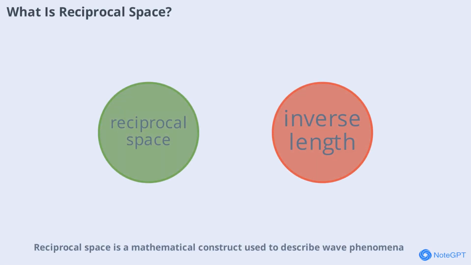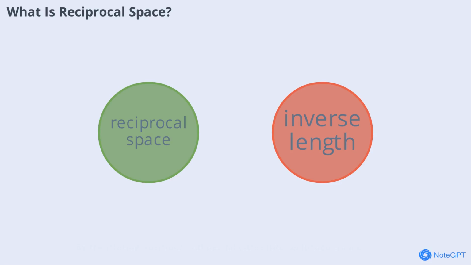Reciprocal space is a mathematical construct used to describe wave phenomena, especially in periodic structures like crystals. Instead of focusing on real space, where we measure distances in meters or angstroms, reciprocal space uses units of inverse length. This shift allows us to analyze patterns and symmetries that are otherwise hidden in real space. By translating positions and periodicities into reciprocal space, scientists can more easily interpret diffraction patterns and predict material properties.